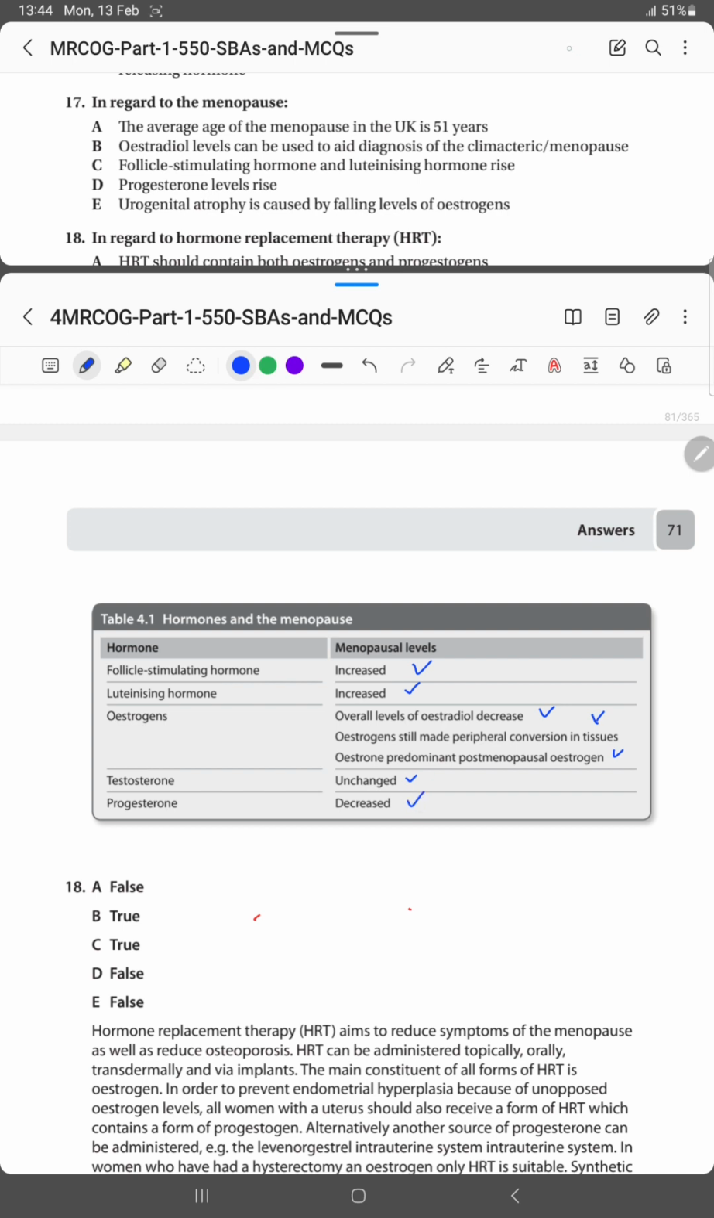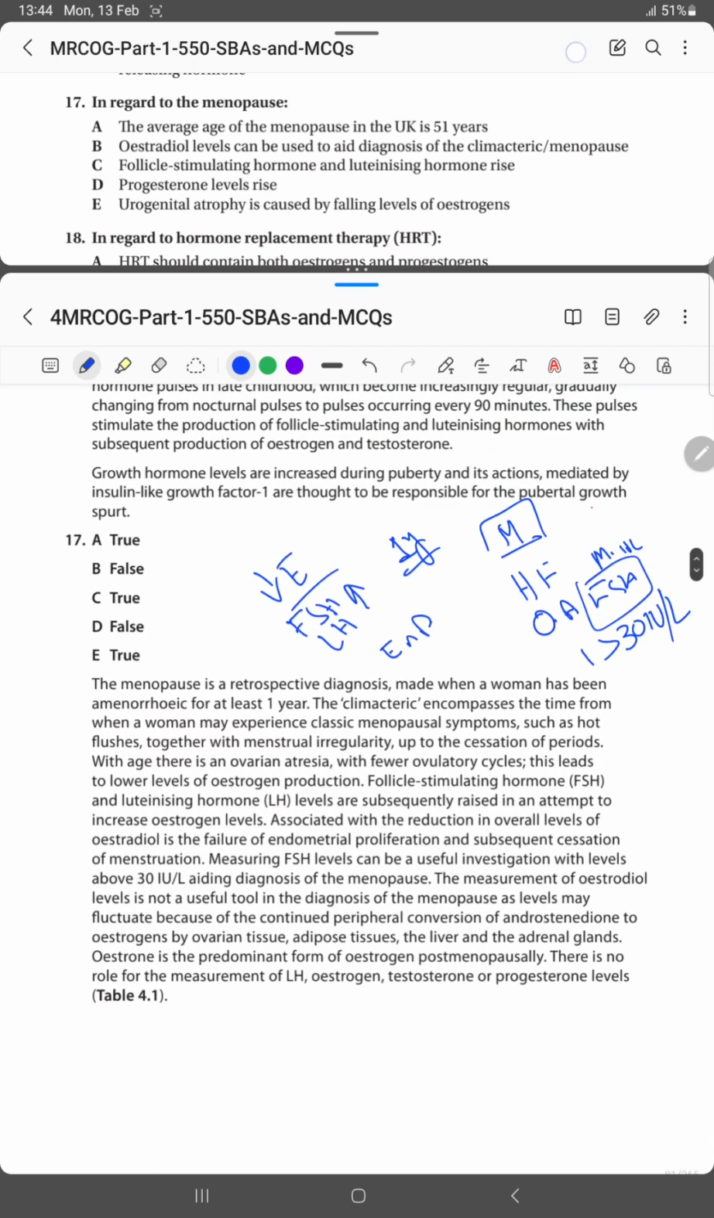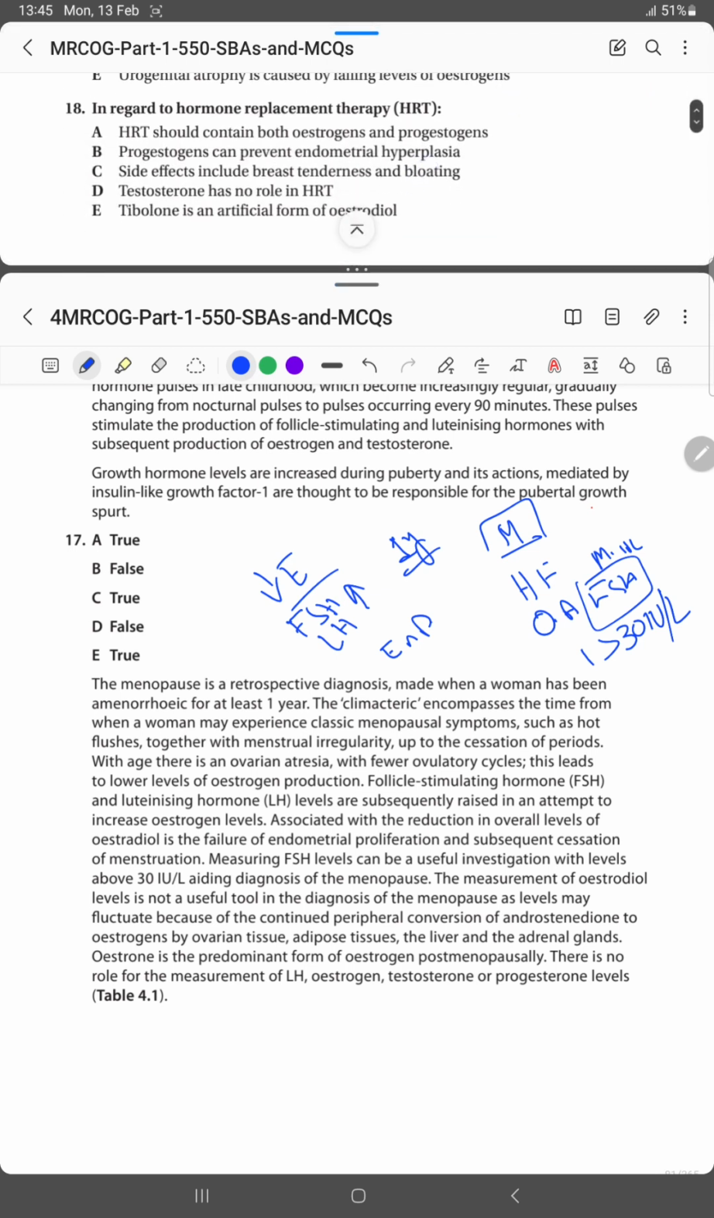Now let's see option A, that the average age of the menopause in the UK is 51 years. Yes, that is true. Estradiol levels can be used to diagnose the climacteric or the menopause. No, that option is false, because these are the FSH levels. FSH and luteinizing hormone rise. Yes, they do rise. Progesterone levels rise. No, they decrease. And urogenital atrophy is caused by falling levels of estrogen. Yes, that is true.